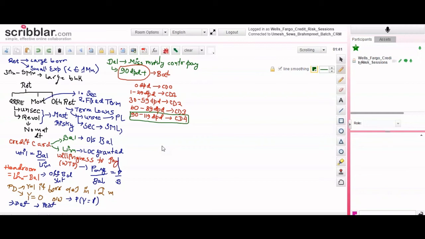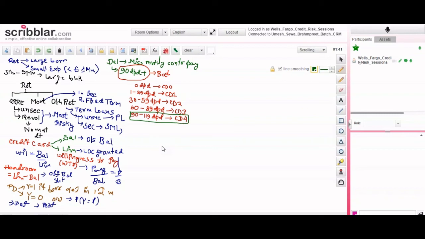I need to create a default flag in the data. When I'm creating the default flag, I create it such that, to satisfy the condition of 90 DPD in the next 12 months, I'll flag them as 1, else I'll flag them as 0. I'll come to the data part a little later. Over here, I'm just trying to explain the concept of a default.